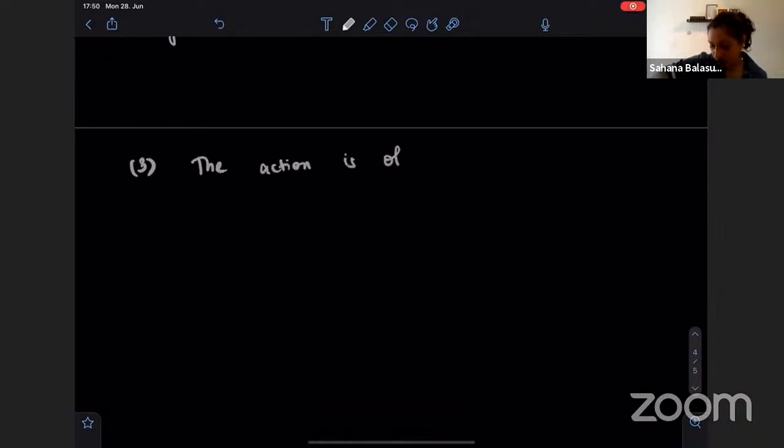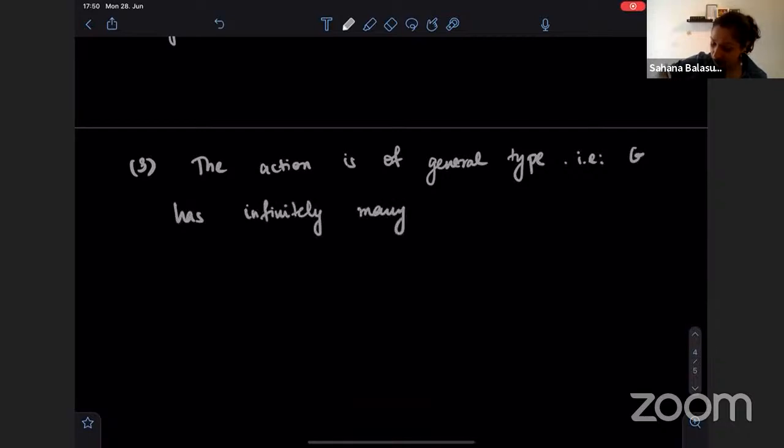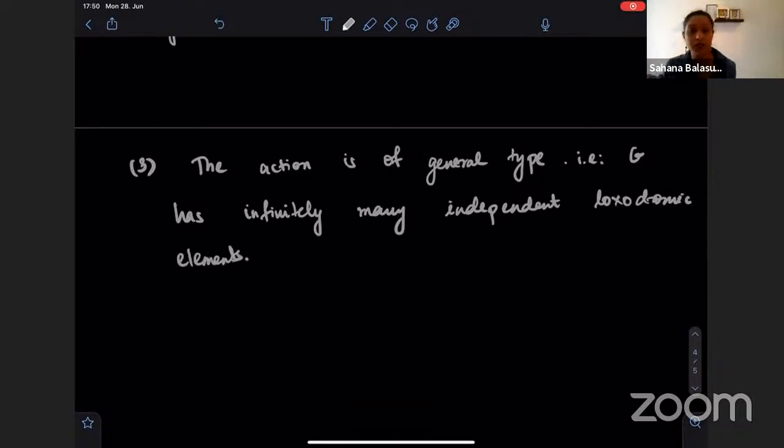And the third possibility that can occur, which is going to be the most interesting for us, is that the action is of general type. And what do I mean when I say that? I mean that the group G has infinitely many independent Loxodromics. Okay, we understand what we mean by a Loxodromic element. And of course, infinitely means I've just got an infinite collection of Loxodromics.